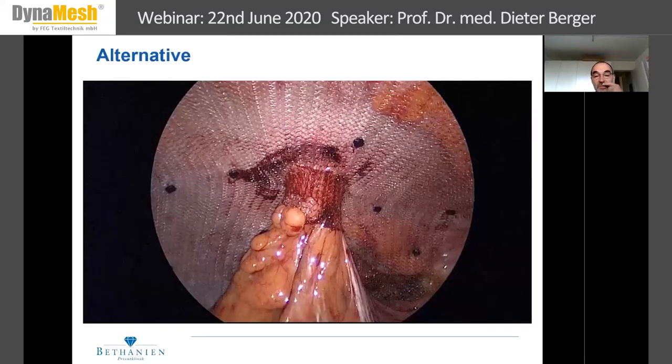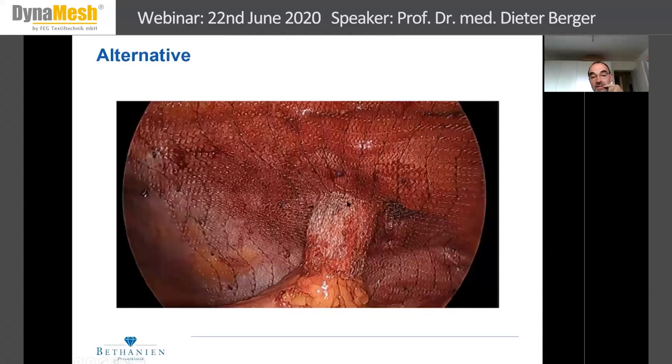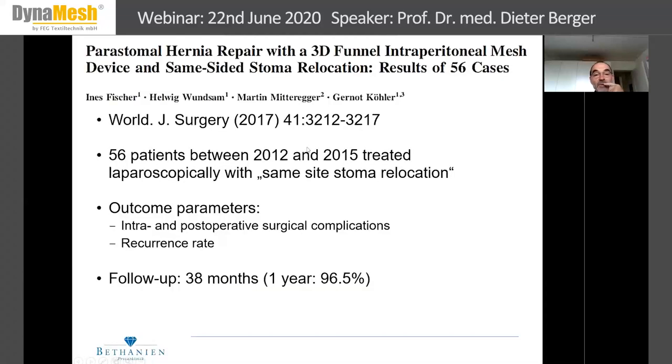An alternative may be the technique described by Gernot Köhler with a 3D funnel-like mesh. This is the 2.5 centimeter funnel. This is the 4 centimeter funnel, 2 centimeters of diameter. And the group of Köhler published about 56 patients treated laparoscopically with the same-side stoma relocation. That's the name given by that group.